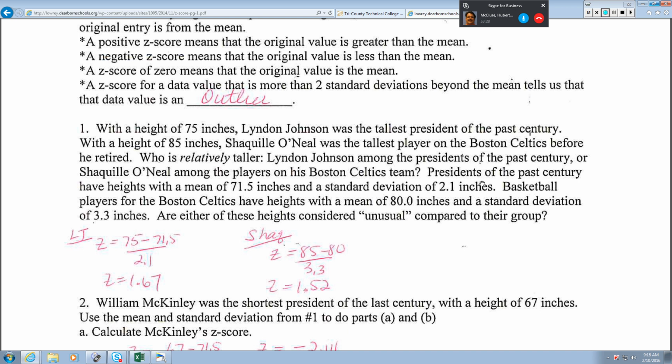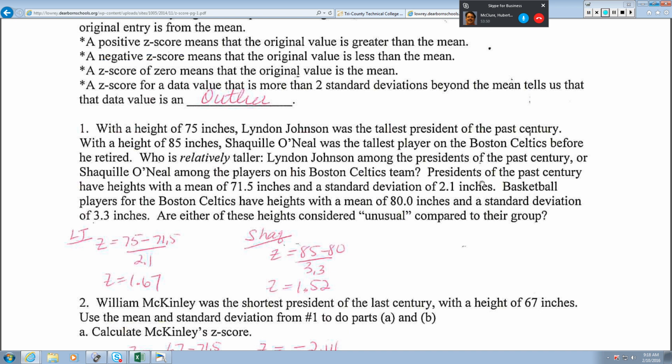That means, is Shaq a big fish in a little pond, or is he a little fish in a big pond? And is LBJ a big fish in a little pond, or a little fish in a big pond? And if you have no idea what I'm talking about, whose fault is it? Your parents. All right? So, relatively taller means big fish, little pond.